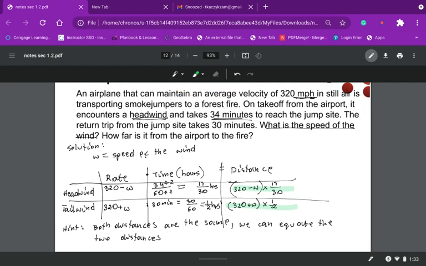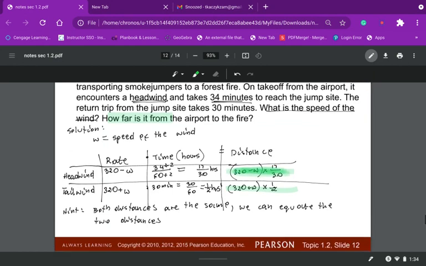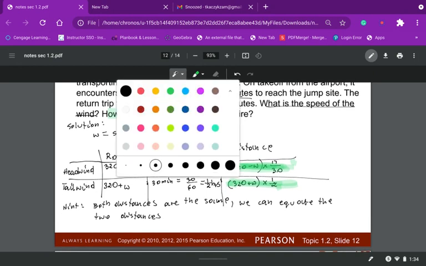Here they ask you how far is it from the airport to the fire. So how far, we're talking about distance. So technically we just need to calculate the distance. Since the distance flying to the fire and flying back from the fire, those both distances are the same. So what we need to do, we need to replace W with any equation. You can use equation 1 for distance or equation 2. Replace that W with 20 and that will give you the distance. So let's just continue with this problem.